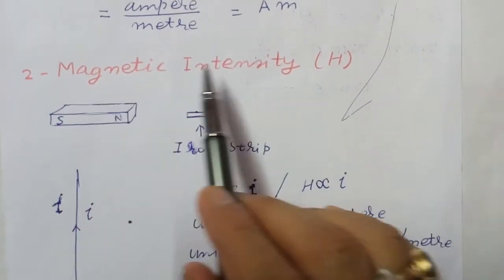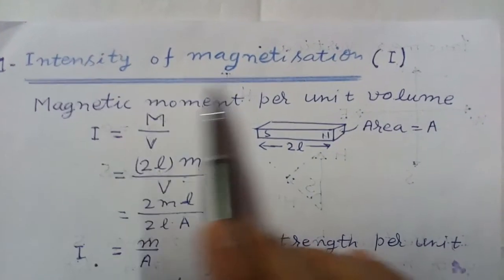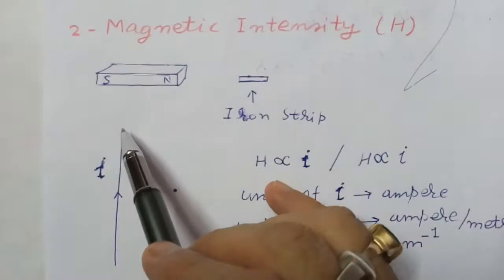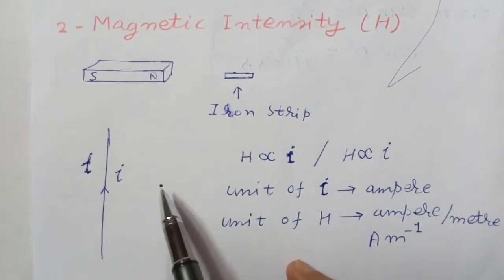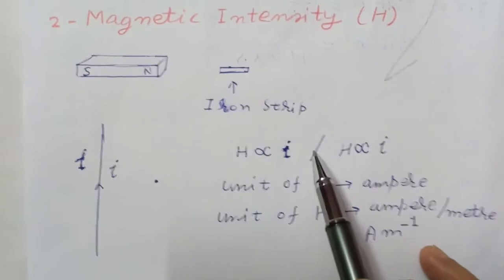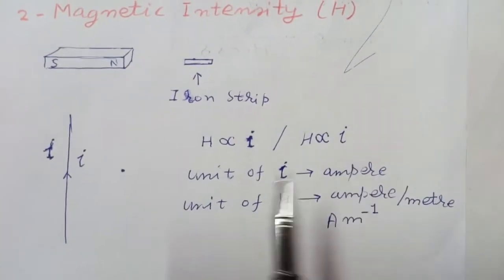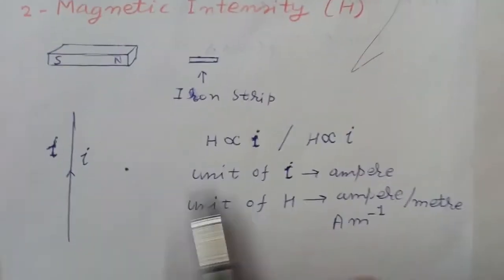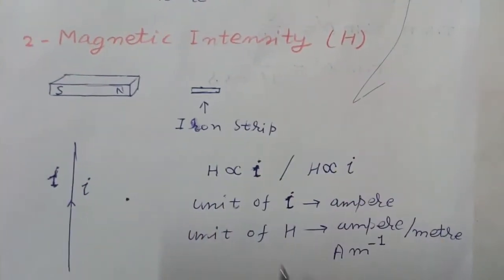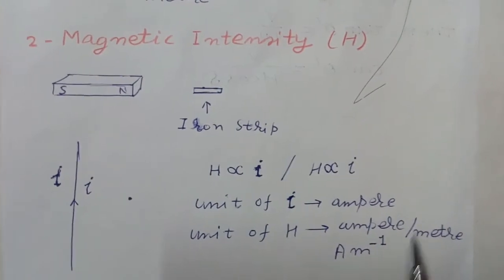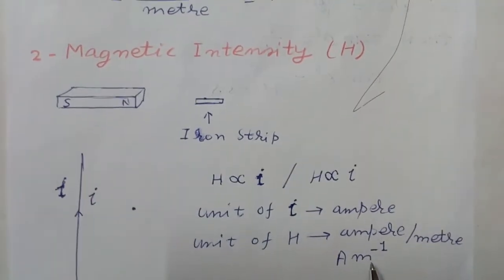This is the term magnetic intensity, capital H. Now there is a difference between intensity of magnetization and magnetic intensity. Suppose current I is flowing through this wire. So we say that there is magnetic intensity due to this wire, and H is proportional to I. The only difference is that for I we write the unit ampere, and for H, magnetic intensity, we write the unit ampere per meter, or ampere into meter to the power minus 1.